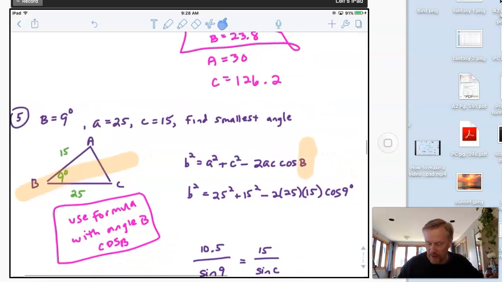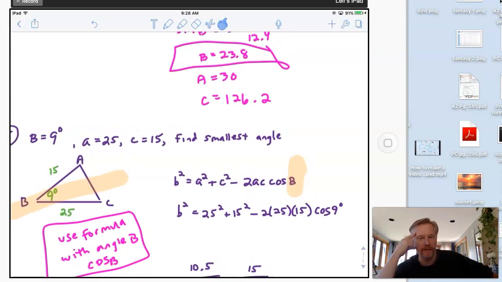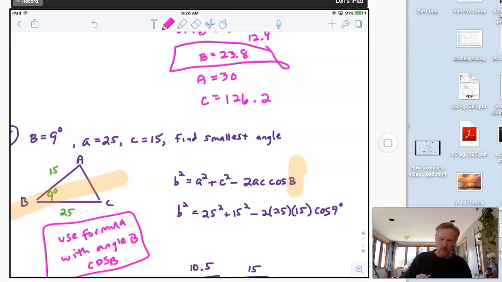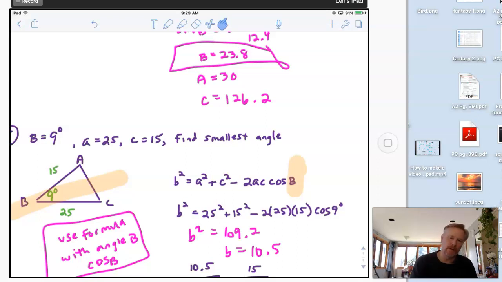When I plug the numbers in, I get the 25, the 15, 2 times 25 times 15, and the cosine of 9. I'm punching that whole thing into my calculator. When I do, I get B squared is 109.2. Therefore, I take the square root of 109.2, and I get 10.5 is B.